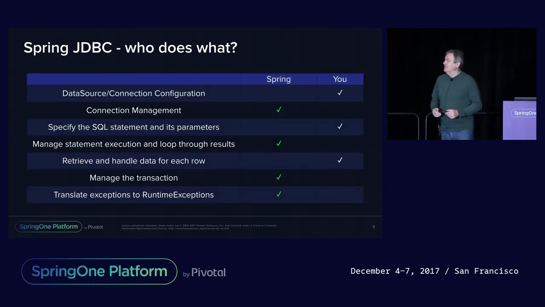So in terms of Spring JDBC, who does what, right? The data source and the connection configuration, that's up to you. But then Spring manages the connection as it's live. And you have to provide the SQL statements and the parameters. But then you don't have to loop through the result set. Spring does that for you. And all you do is provide a callback method or a row mapper implementation. So you have to map the data to whatever business object you have.